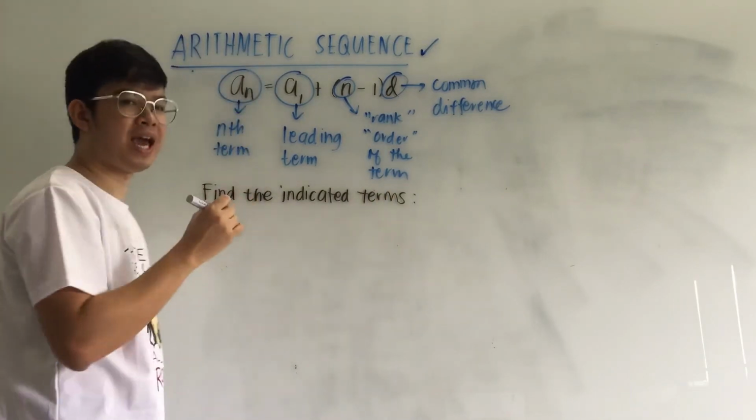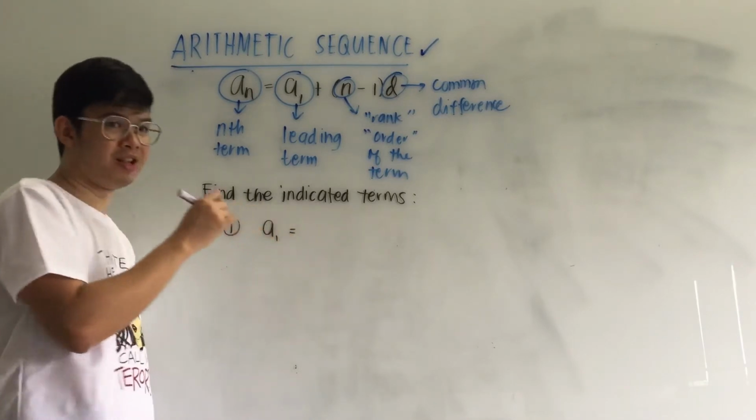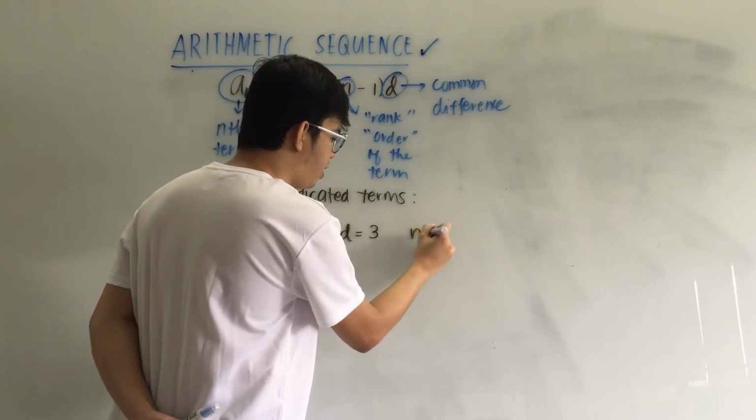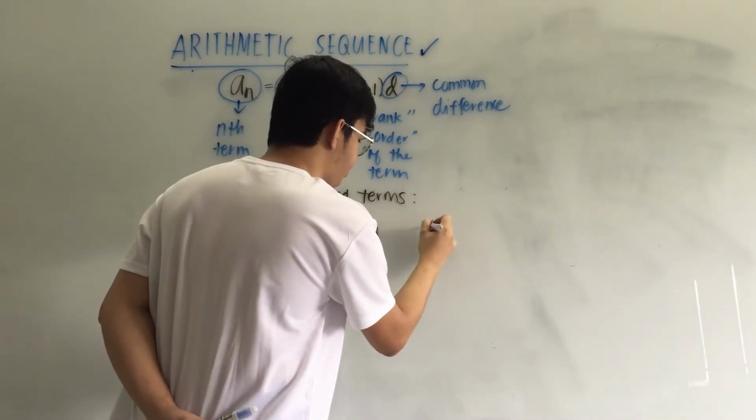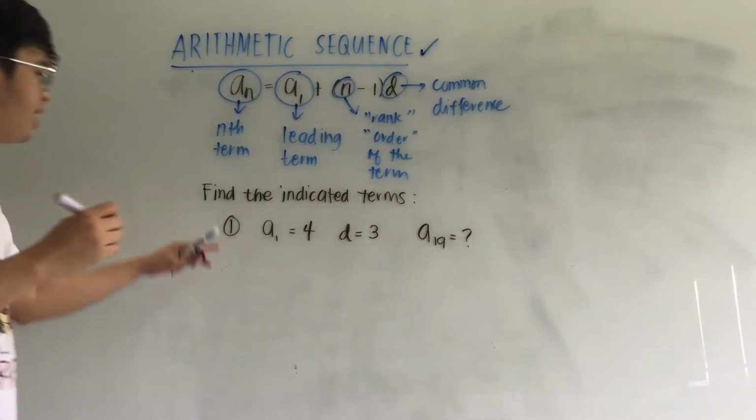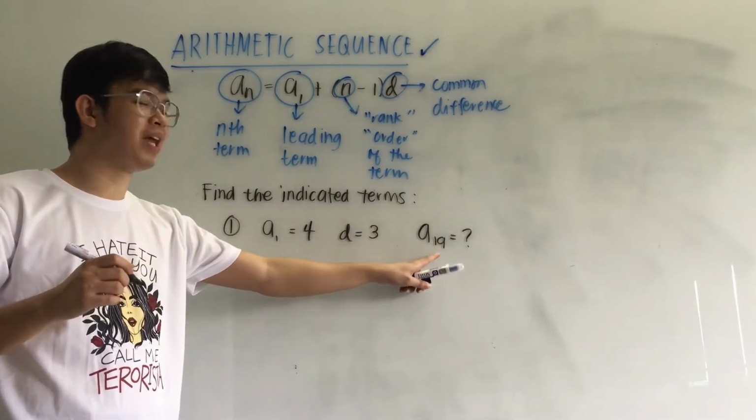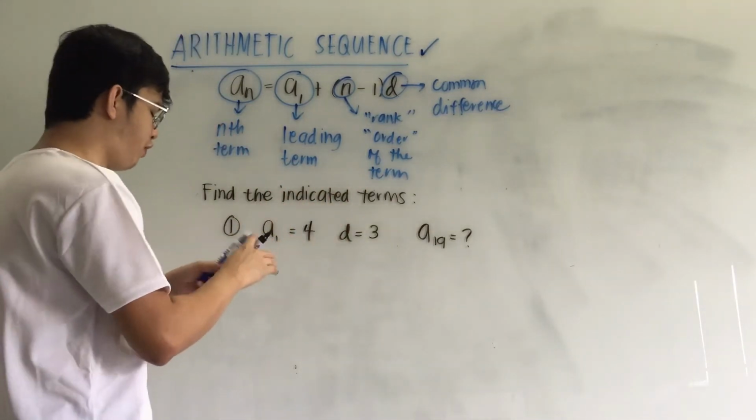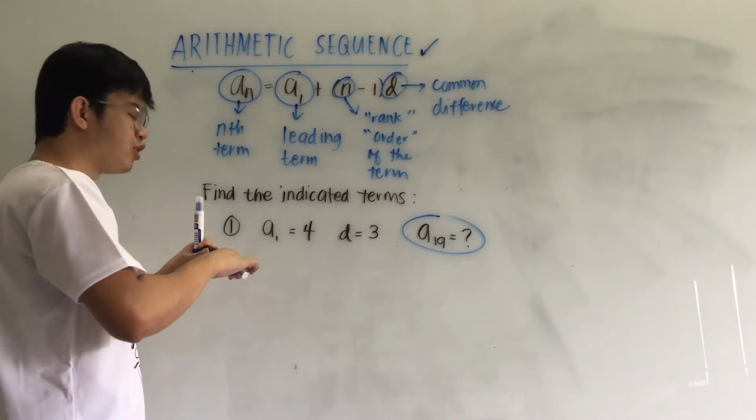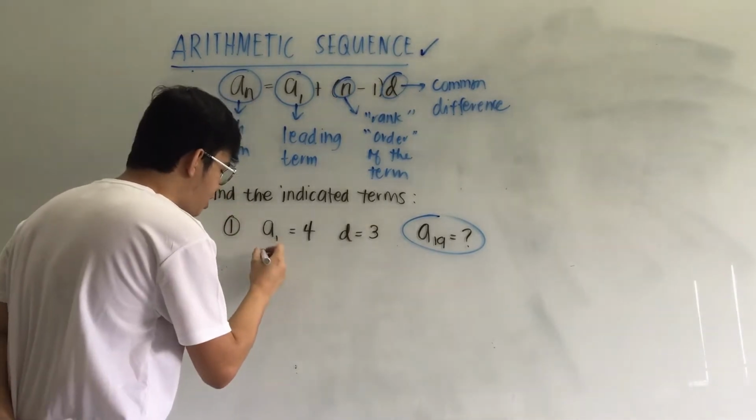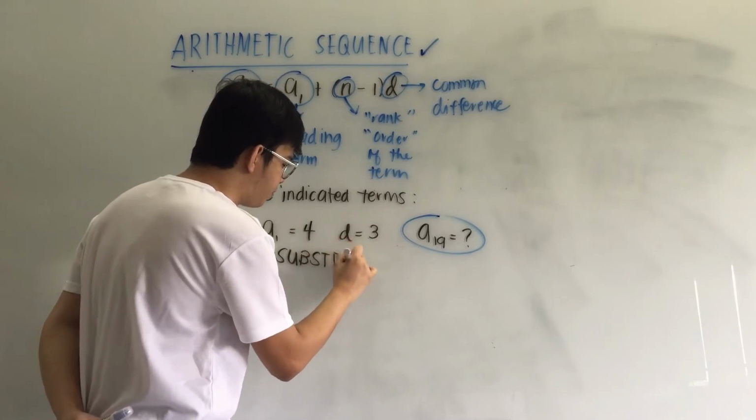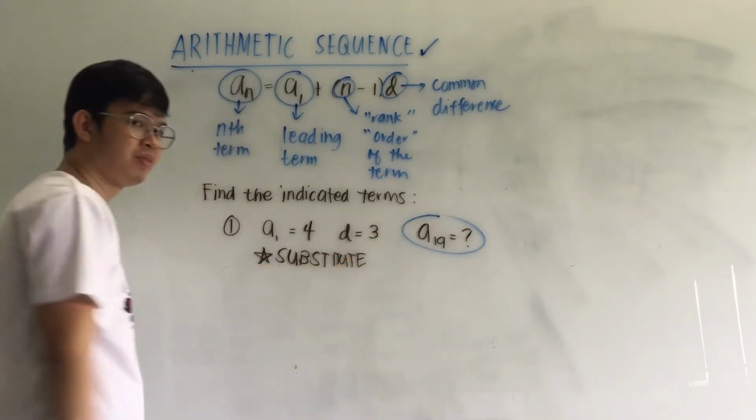For number 1 here we have a sub 1. This is really simple. A sub 1 is given already, and then d is 3. And then you're solving for a sub 19. Sorry, it's an ugly question mark. So a sub 1 here is 4, d is 3, and a sub 19 equals, it's a no. So we're going to solve for a sub 19 here. How do we do that? We know that we just have to substitute it. The key here is to substitute. Since we already have a sub 1 and d, we just have to substitute.